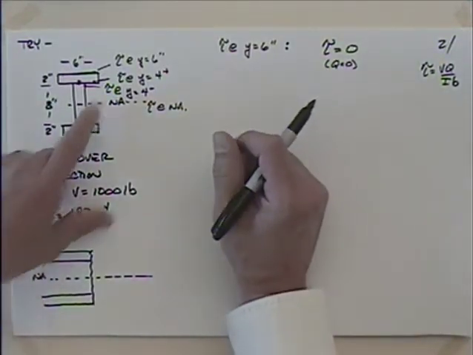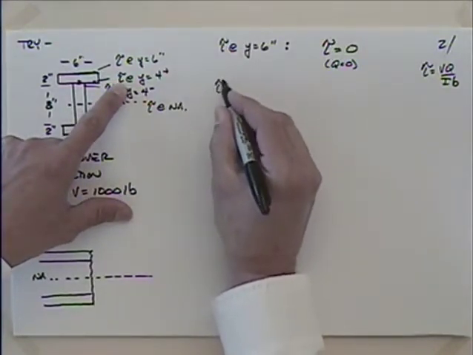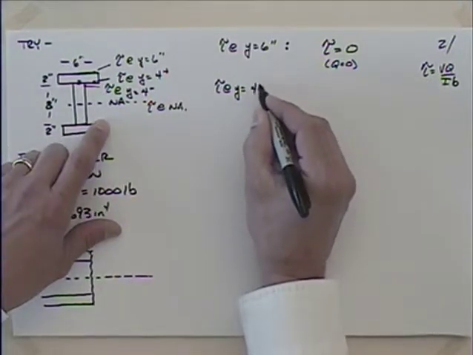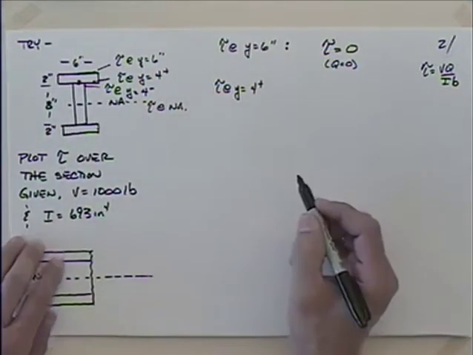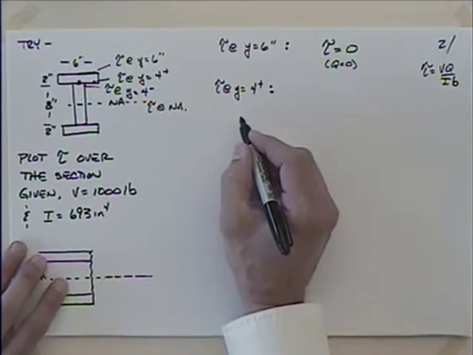Okay, so then we look at this one. We'll look now at the shear stress at y equal to 4 plus. So we're just a little bit above this interface. We're up into the flanges. So we're going to have to actually do some work on this.